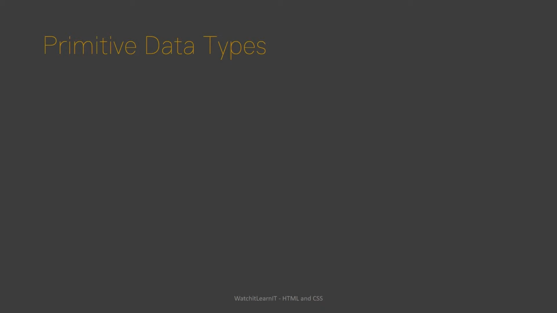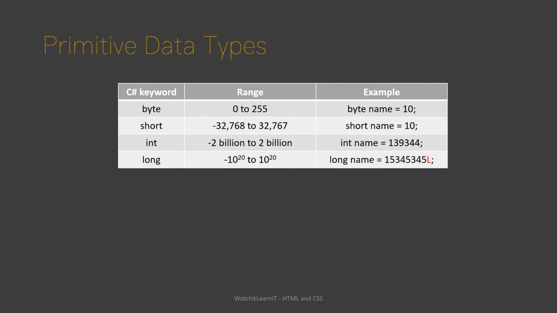So what's available? Here is a table of some primitive data types for handling numbers. There are more than this; these are just some of the basic examples. You've got byte, short, int, and long, which are common when you're working with numbers. You can see the range, such as byte has 0 to 255, and int goes from -2 billion up to +2 billion. And then we've got an example of how they're used.